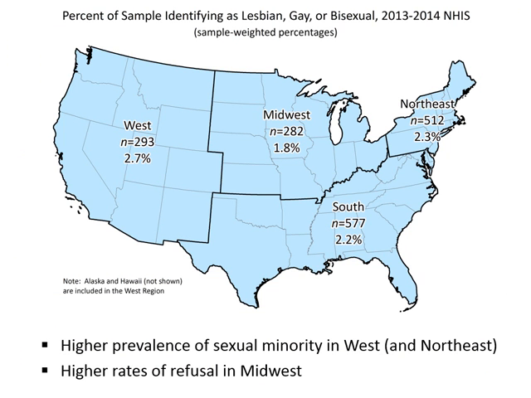NHIS is too small of a survey to give us state-level estimates, but it does give us regional estimates for the different regions of the country. And based on these, we see that there's a higher prevalence of sexual minority, where sexual minority is anyone that is lesbian, gay, or bisexual, in the West and slightly in the Northeast. And then there's higher rates of refusal to answer the question in the Midwest.